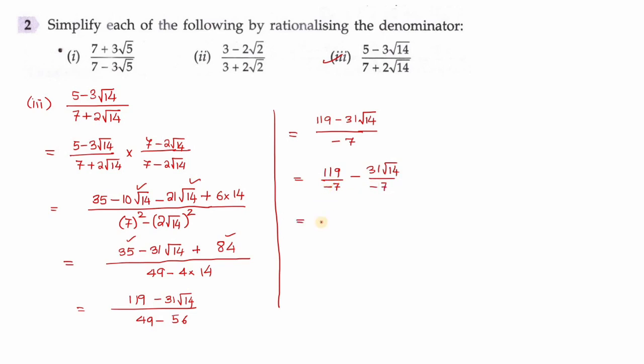So we have minus, so 7 and 119. If they get cancelled, you can do that. So 7 1s are 7, carry over 4, so 49. So 49 means it will be 7 times. So we get minus 17, minus into minus plus, so it is 31 root 14 by 7. So this is going to be the answer for the third one. Pause the video and note down the solution.